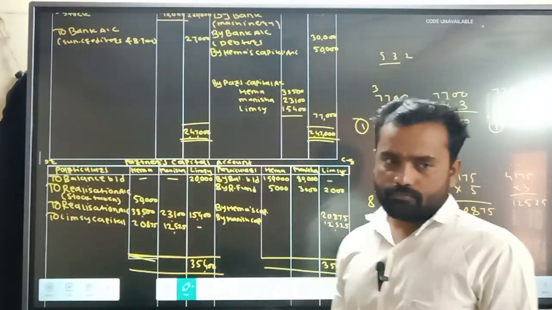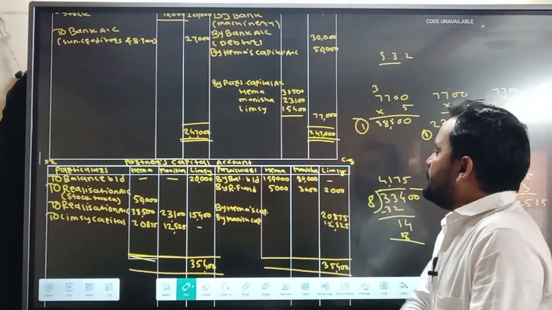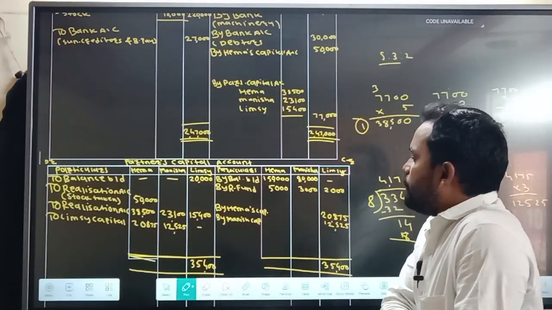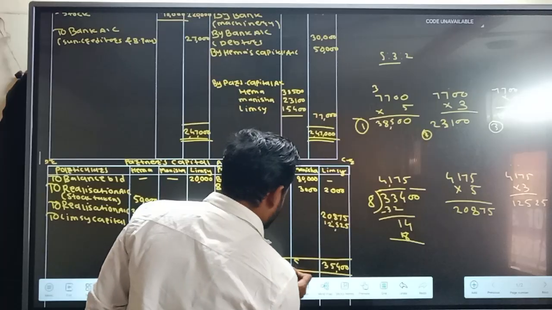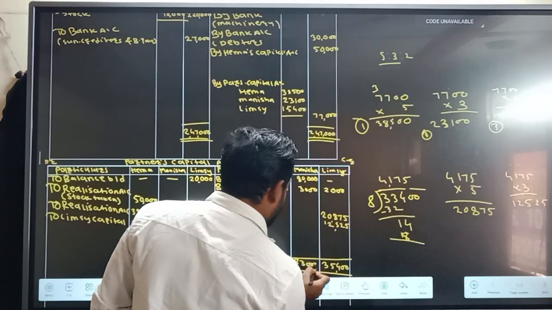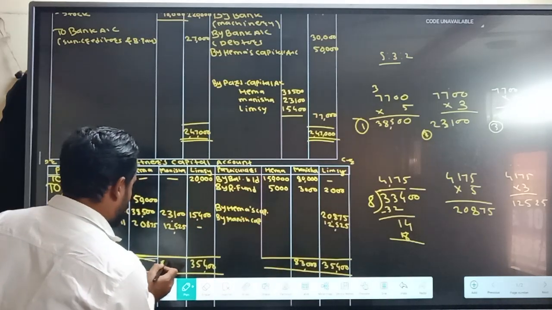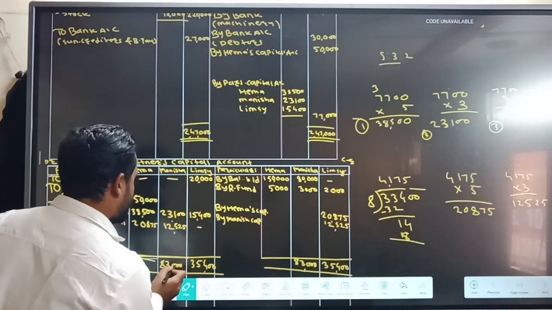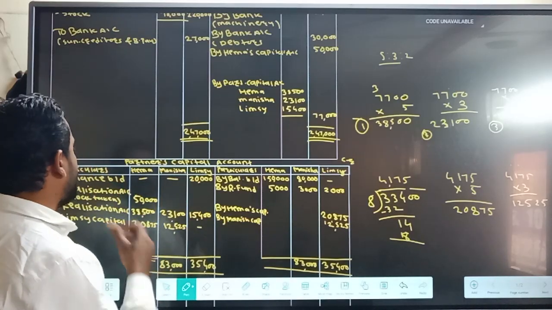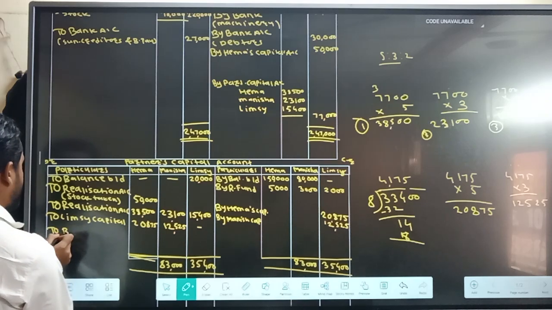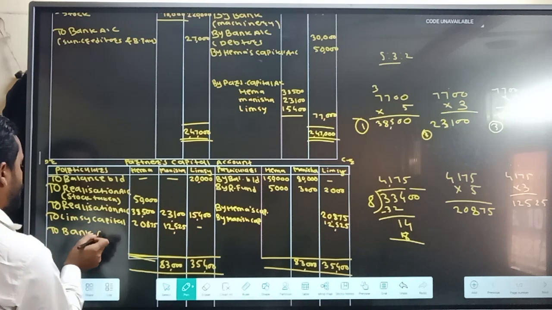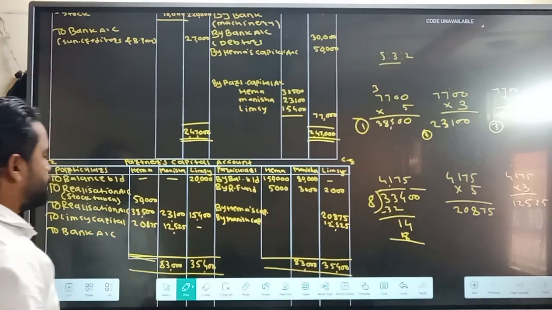Then tally the remaining two partners. Manisha's debit or credit side more? There is more credit side of Manisha's, 83,000. Write the 83,000 amount to the debit side, and the difference will be written to bank account.